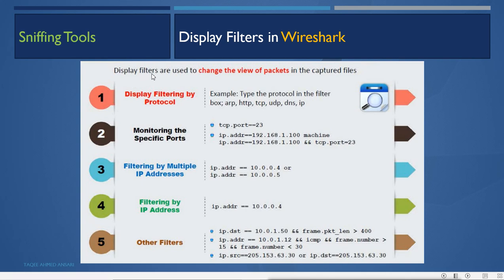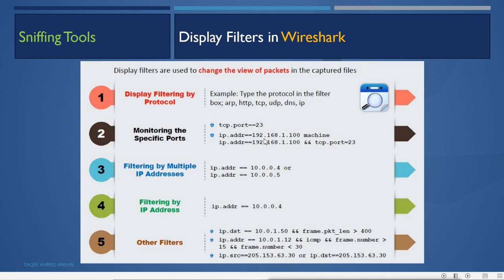Display filters are used to change the view of packets in the captured files. Display filtering by protocol, for example, type the protocol in the filter box: ARP, HTTP, TCP, UDP, DNS, IP. So it will filter the traffic based on the protocols. We can monitor specific ports. So we can give this like tcp.port equal to whatever port number you want.